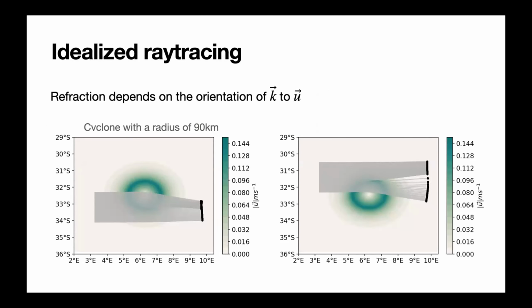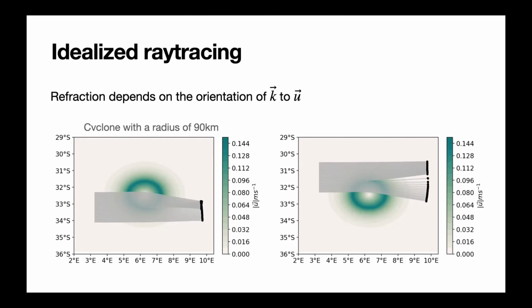Now, for these more idealized cases, I went with a similar stratification as we have in the model, and the velocities are also similar, and the size of the eddy is what we see in the normal model. Now we have a cyclone with a radius of 90 kilometers, similar stratification. I again initialized the mode 1 M2 waves in the beginning on the left and let it run through, and depending on where these rays meet the eddy, you really have very different refraction happening.